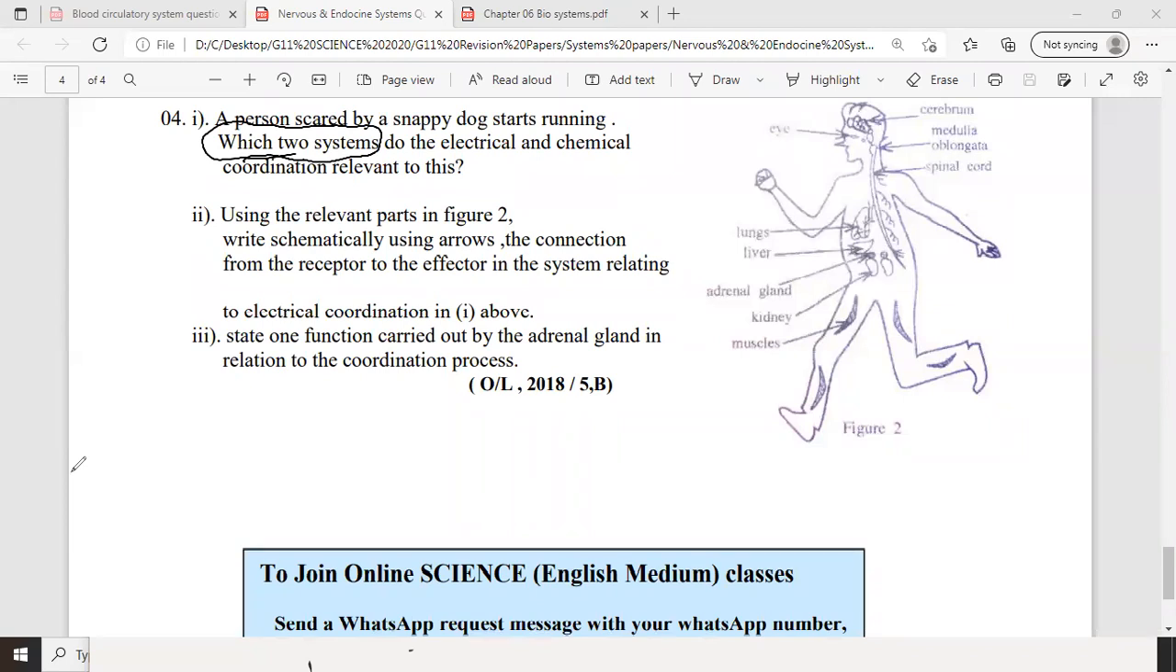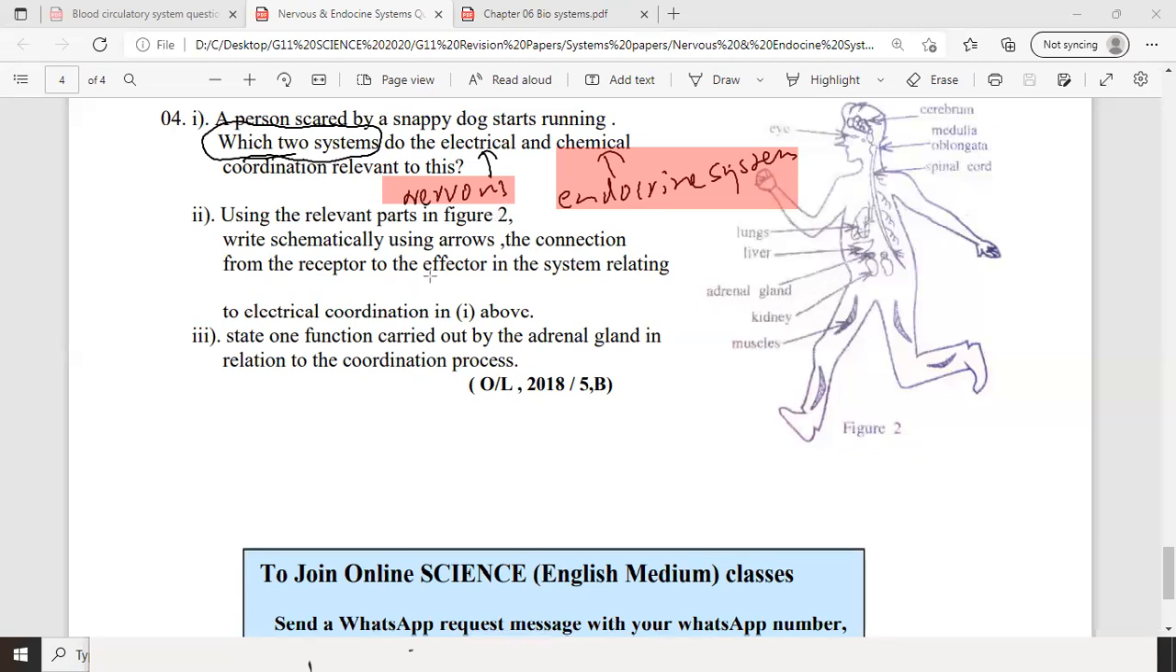Actually, nervous system and endocrine system are not sympathetic and parasympathetic. Mainly, electrical coordination is by the nervous system, and chemical coordination is by the endocrine system. Right here, nervous system and endocrine system. Chemical coordination by endocrine system, electrical coordination by nervous system.